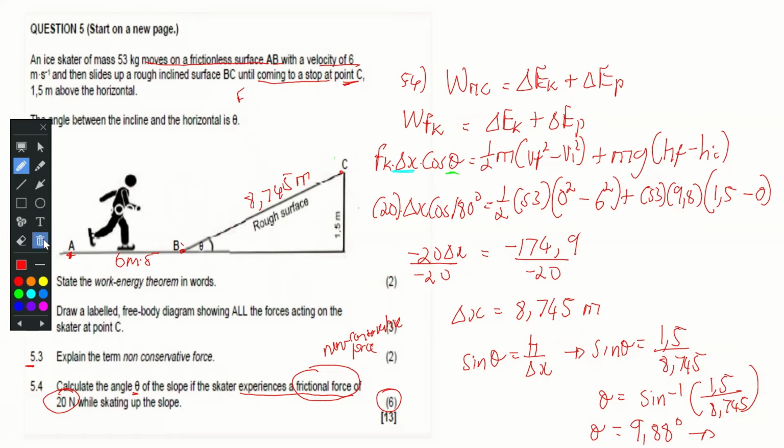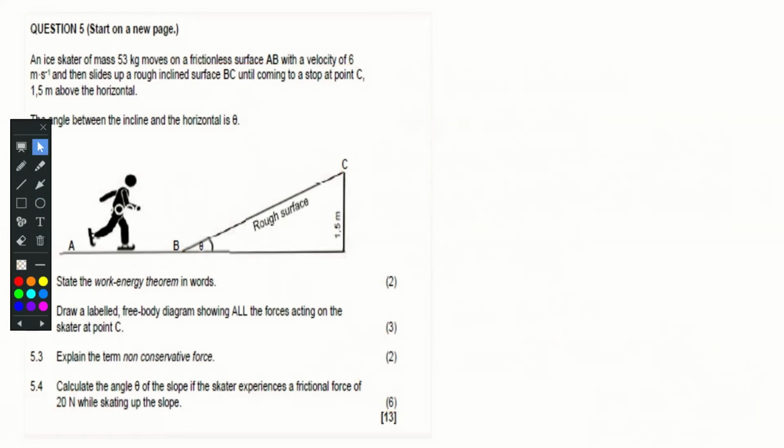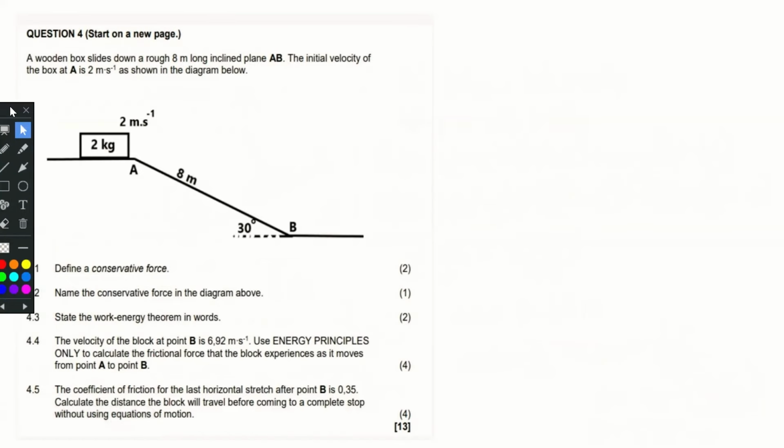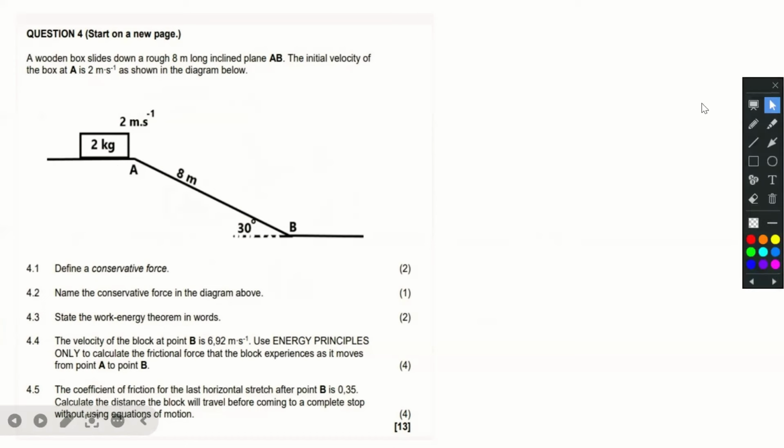Okay, so let's have a look at another question. So here we are given question 4. It says a wooden box slides down a rough 8-meter long inclined plane AB. The initial velocity of the box at A is 2 meters per second as shown in the diagram below. And then the first question is saying, define a conservative force. So what is a conservative force? Note this time around, it's define a conservative force.